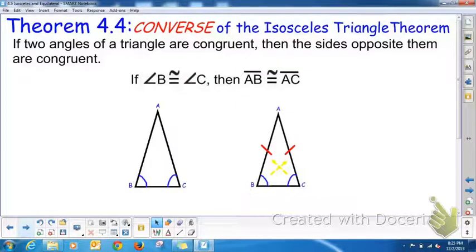The converse, remember converse means the backwards. It's when you make the conclusion the hypothesis. If two angles of a triangle are congruent, so in this case, if angle B is congruent to angle C, then you know the sides opposite them are congruent. That means you know that segment AB is congruent to segment AC. So if you know two angles of a triangle are congruent, then you know the sides opposite them are congruent, and you know that this is an isosceles triangle.